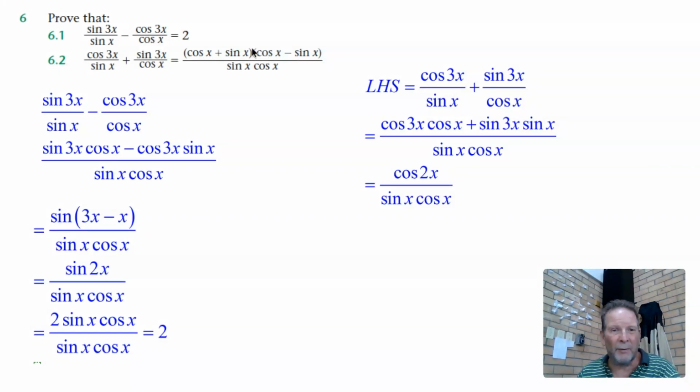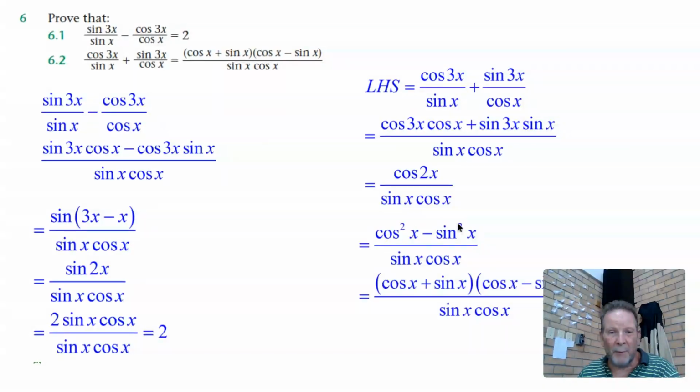And that's what they've written in a factored way, like the difference of squares. So you know it's cos squared minus sine squared, which really is cos plus sine times cos minus sine. And that equals the right-hand side. And there you go. So you've got yourself an answer.